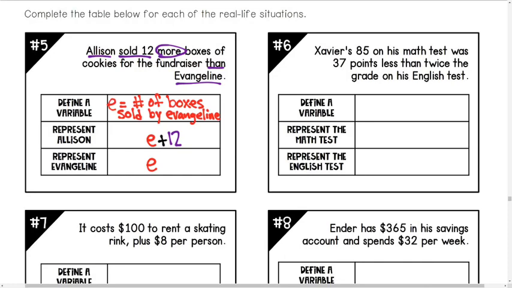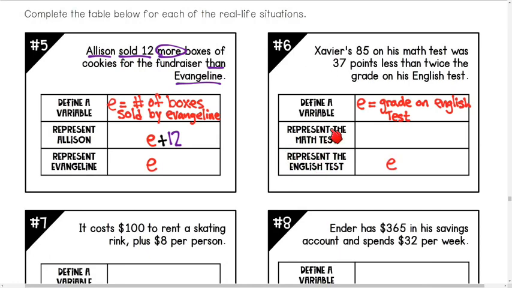Okay, number 6. Xavier has 85 on his math test, and that was 37 points less than twice the grade on his English test. So if I were to define a variable, I'm going to go ahead and define this variable as E, which is going to be the grade on the English test. And then I can represent the English test here with the variable E.